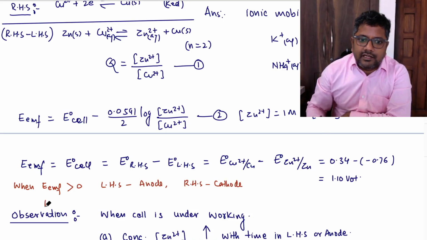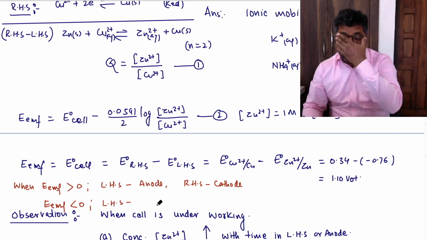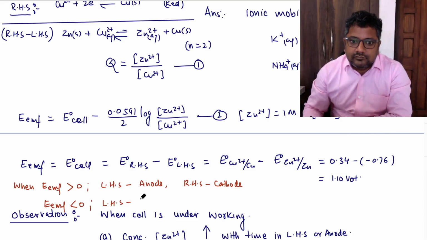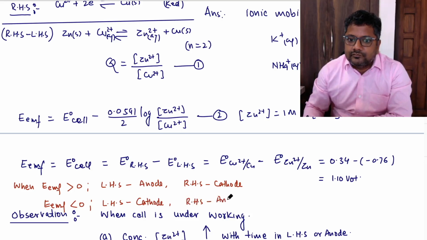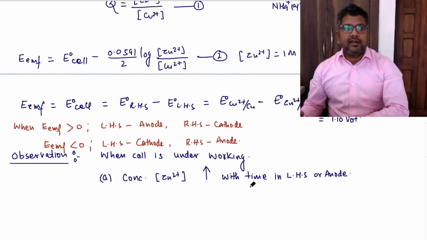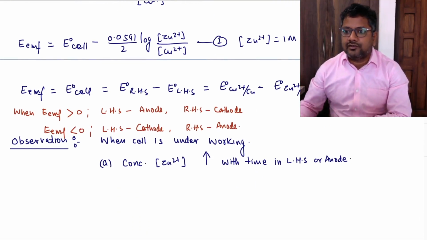And when EMF is less than 0, then the cell reactions are non-spontaneous. In this situation, the LHS is what? Cathode. And RHS is anode. So this is the way to determine which one is the anode and which one is the cathode. So this is the first observation.